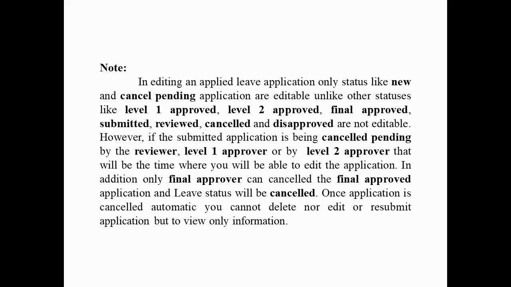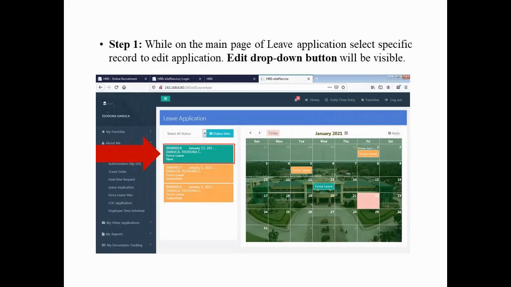In addition, only final approver can cancel the final approved application, and leave status will be cancelled. Once application is cancelled automatic, you cannot delete, nor edit or resubmit application, but to view only information. Step 1. While on the main page of Leave Application, select Specific Record to edit application. Edit drop-down button will be visible.